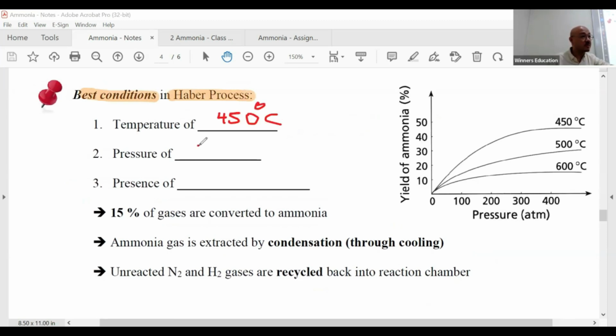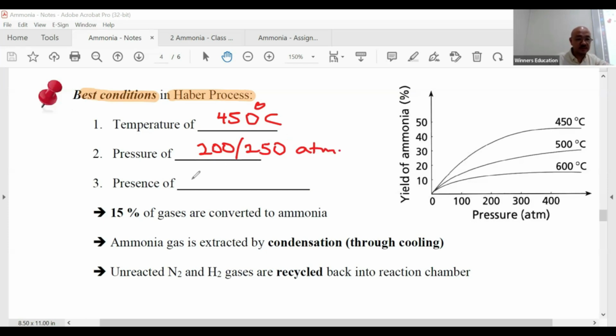Pressure of 250. Is it 200 or 250? 250. I want you to check because different schools use different values. I want you to go and use the one that's in your school. I don't want to argue, so go and sort it out. Everyone, I have my own value. 200 or 250, go and check. Use your school one. Yes? Atm, thank you.